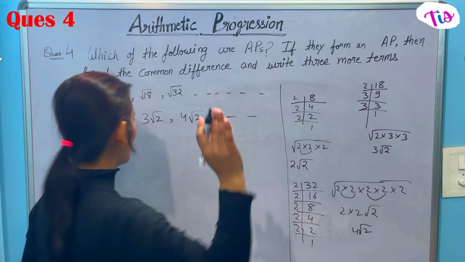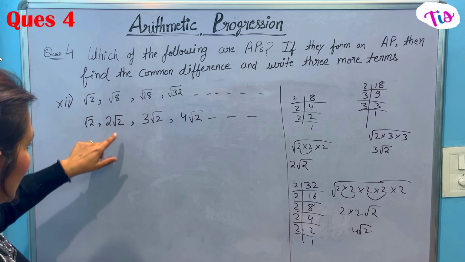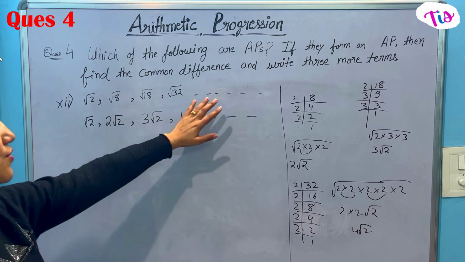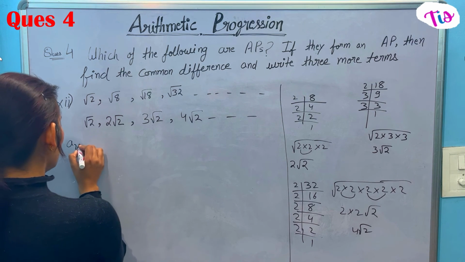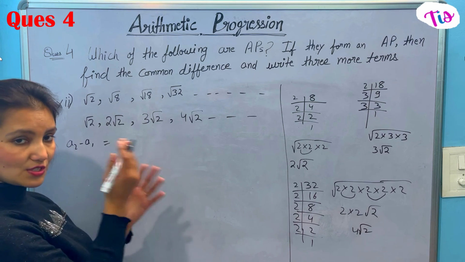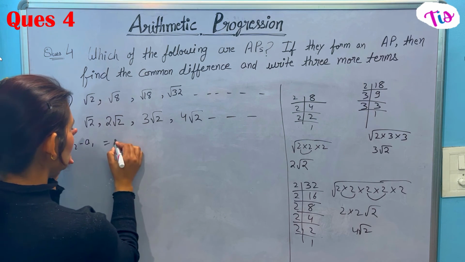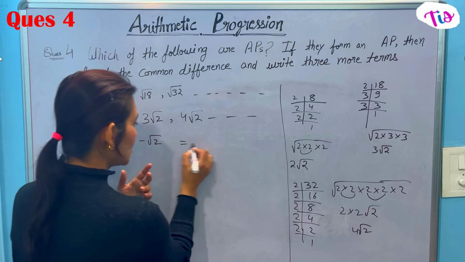Okay, and so on. Now you can see here, the first term is root 2, the second is 2 root 2, the third is 3 root 2, and the fourth is 4 root 2. So what is the common difference? A2 minus A1. Now let's check the difference of the consecutive terms. So 2 root 2 minus root 2 is root 2.